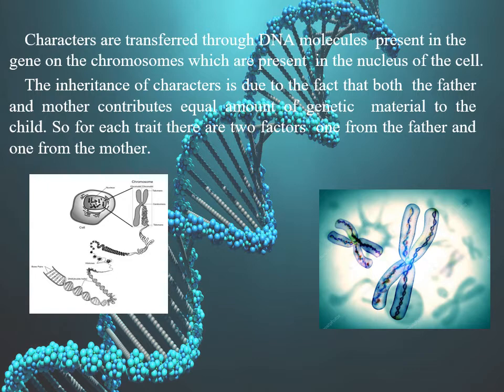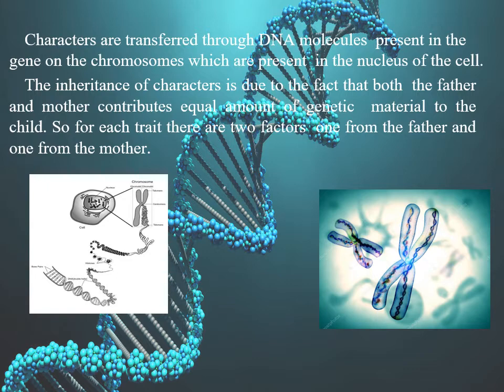So we know the inheritance of characters is due to the fact that both the father and mother contribute an equal amount of genetic material to the child. So for each trait, there are two factors, one from the father and another from the mother. So we know how many chromosomes are present in our body. There are 23 pairs of chromosomes present in the human cell.